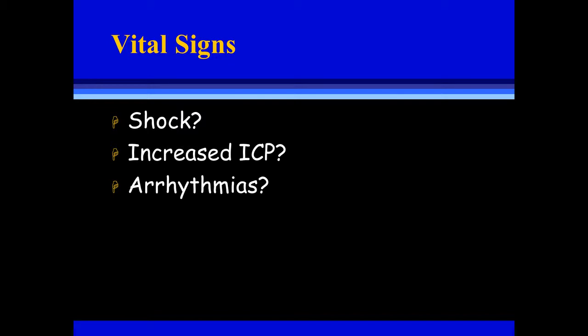Okay. Vital signs: are they showing any signs and symptoms of shock? Are they showing any signs of increased ICP or any indication of heart arrhythmias? Okay. We all know the triad for ICP, right? Hypertension, bradycardia, irregular respirations. Okay, and we've beaten shock to death by now, right? Everybody can recognize shock.